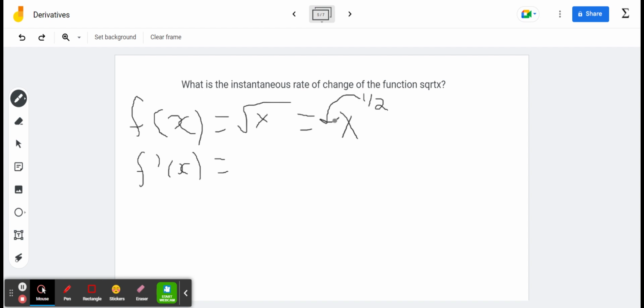So we're going to bring this to the front and multiply it by our coefficient, which is 1. So 1/2 times 1 is just 1/2. Then x to the 1/2 minus 1. What's 1/2 minus 1? It's going to be negative 1/2. So now we have a negative exponent. Remember that to make a negative exponent positive, we're going to take the reciprocal of that term. So 1/2 times the reciprocal of x, which is going to be 1 over x to the 1/2.